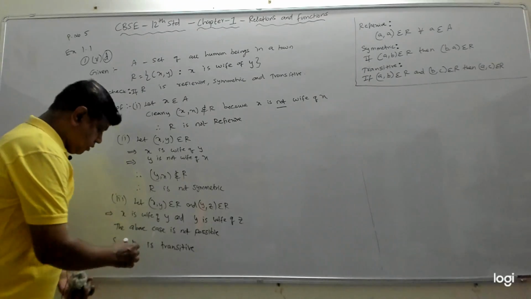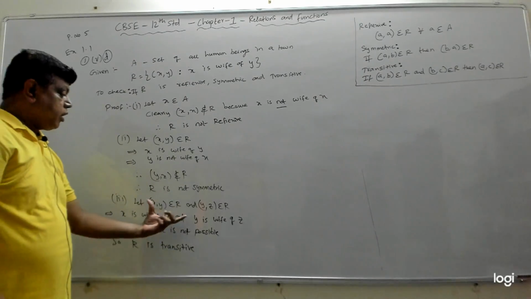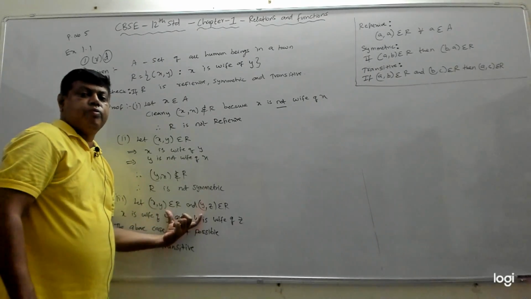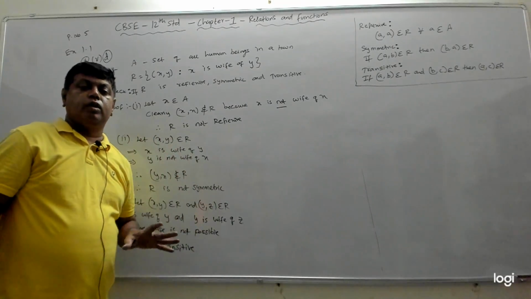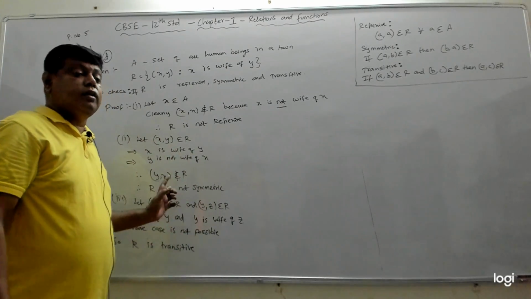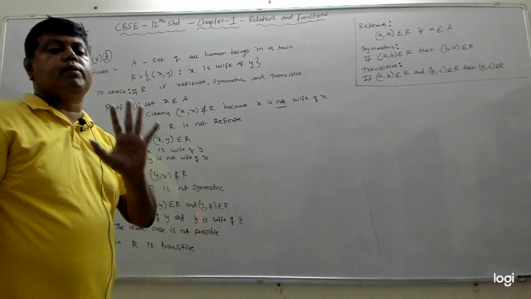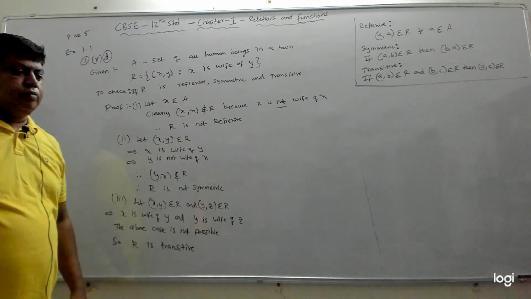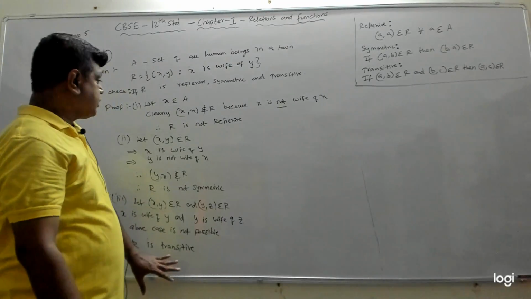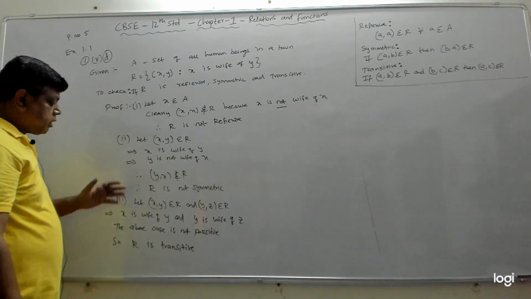So R is a transitive relation. If you cannot even find such a pair, then immediately you can say it is transitive. If you are able to find such a pair, and then if x comma z does not belong to R, only in that case it becomes not transitive. Clear? So therefore it is transitive. So it is not reflexive, not symmetric, but it is transitive.